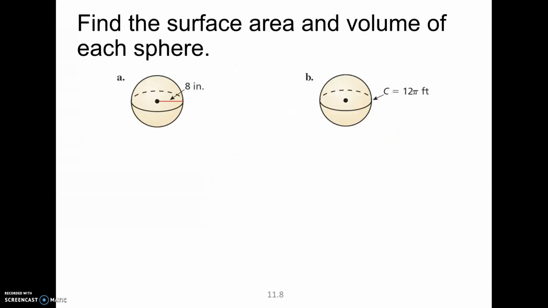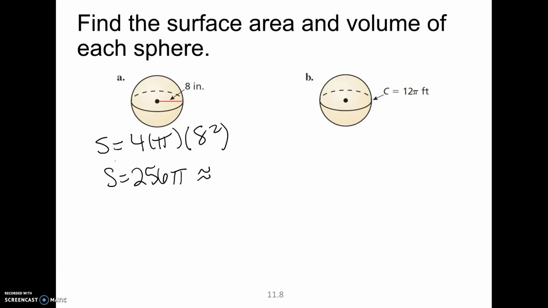Okay, so we're going to find the surface area and volume of each sphere. So for the first one, let's start with our surface area. So that looks like 4 times pi times our radius squared. So that's 8 in this one. Remember to pause at any time if you need to. Plug that in your calculator. That gets you 256 pi, or that's about 804.22 inches squared.